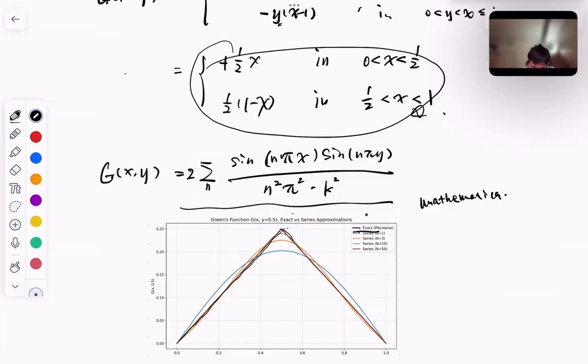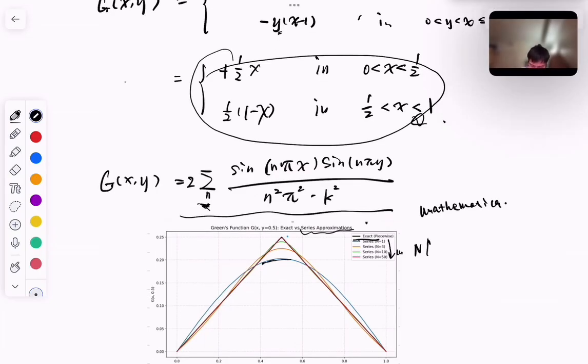And we can see for the n order series, if we increase m, we can show that the solution of the series approximation approaches the exact solution. This is the right answer in mathematics.